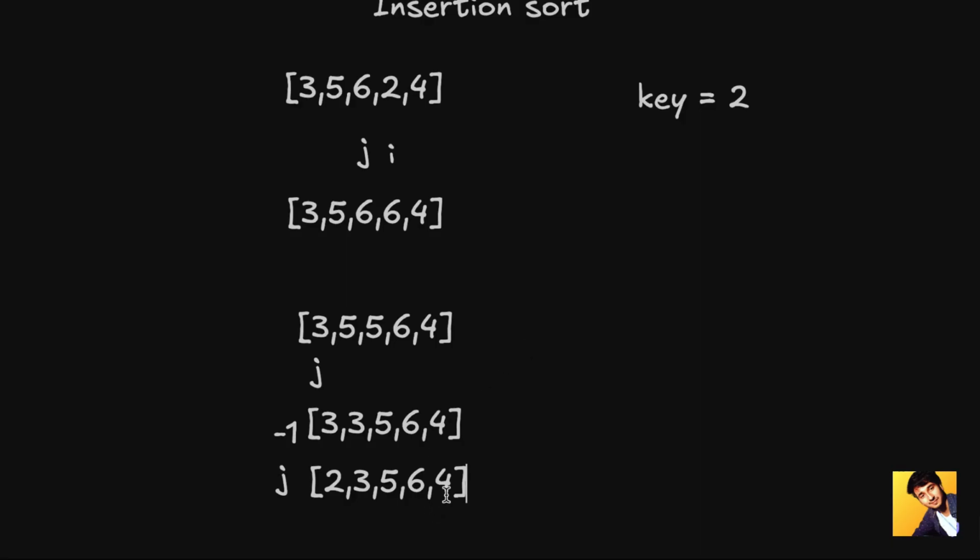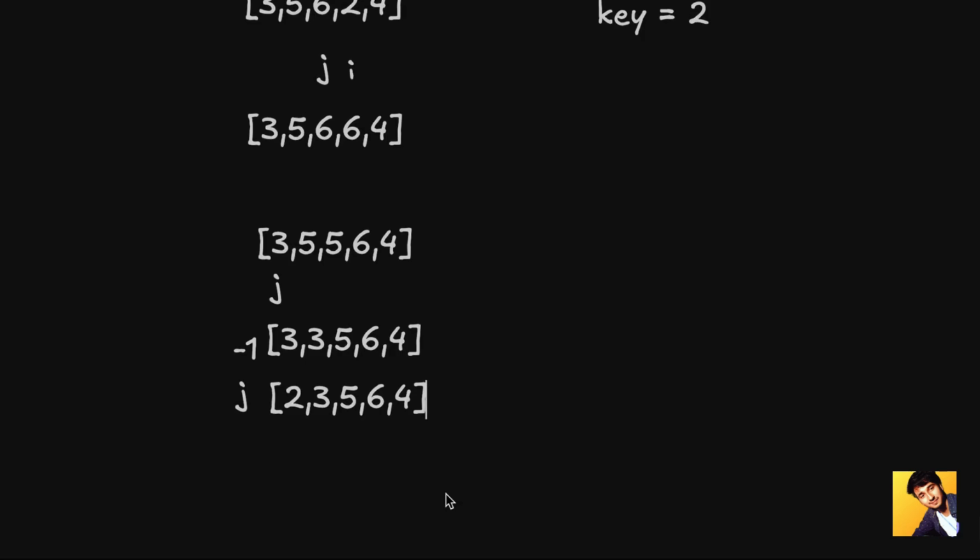So next, what will happen, i comes to this one, and the same thing will go on. So i comes to this position, then j comes to this position. j will start from this position to the 0th position, right? So we check, okay, this is bigger than this one, so we'll overwrite this one. I will check this one in key, right?